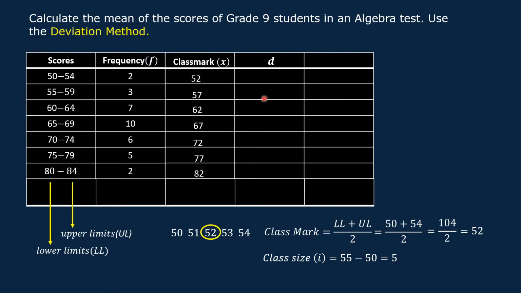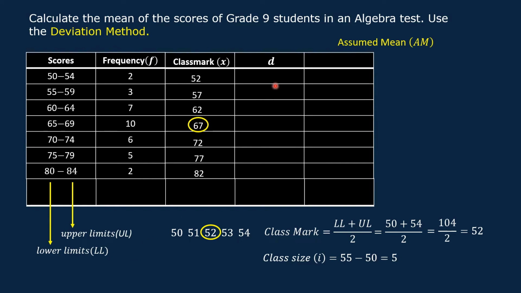In the fourth column, let us write D. D means deviation. We need an assumed mean. Let us represent the assumed mean by AM. We can use any of these class marks as our assumed mean. We can use 62, 67, or 72. But it is better to use the one in the middle. So let us say that our assumed mean is 67.